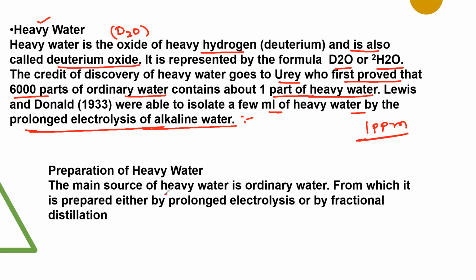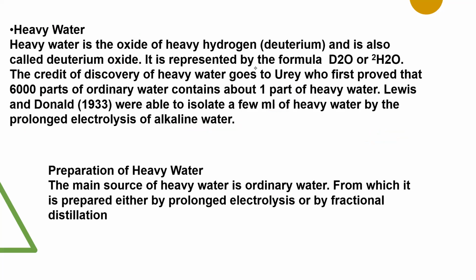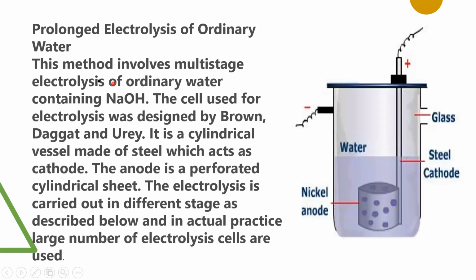Preparation of heavy water. The main source of heavy water is ordinary water, from which it is prepared either by prolonged electrolysis or by fractional distillation. Let us see the prolonged electrolysis of water, which will give you deuterium oxide. This method involves multi-stage electrolysis of ordinary water. First you have to take ordinary water along with sodium hydroxide.